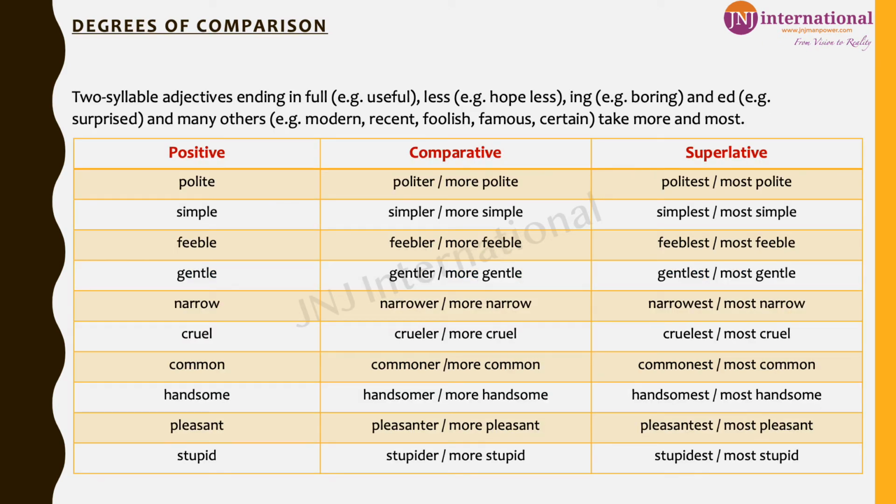Two-syllable adjectives ending in ful, example useful, less, example hopeless, ing, example boring, and ed, example surprised, and many others like modern, recent, foolish, famous, certain take the words more and most. Let's see the examples. Polite becomes politer or more polite in the comparative degree, and politest or most polite in the superlative degree. Let's see the rest of them.